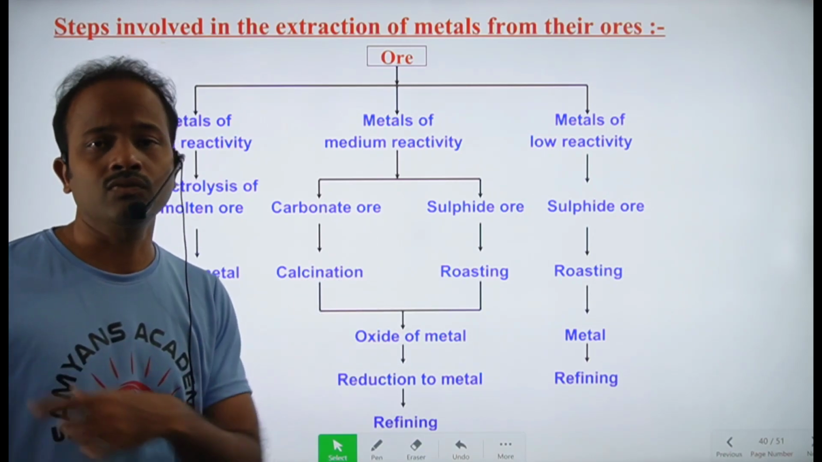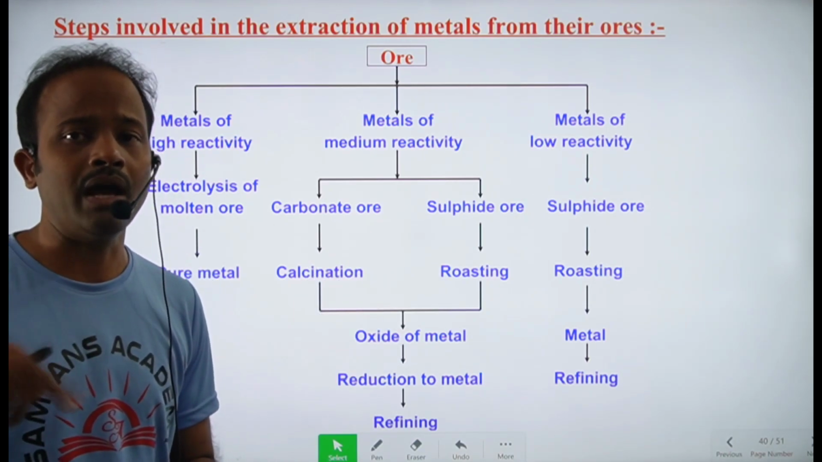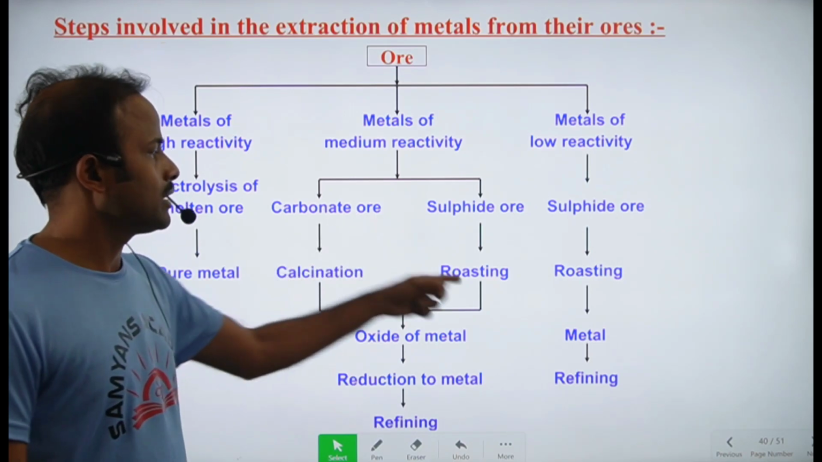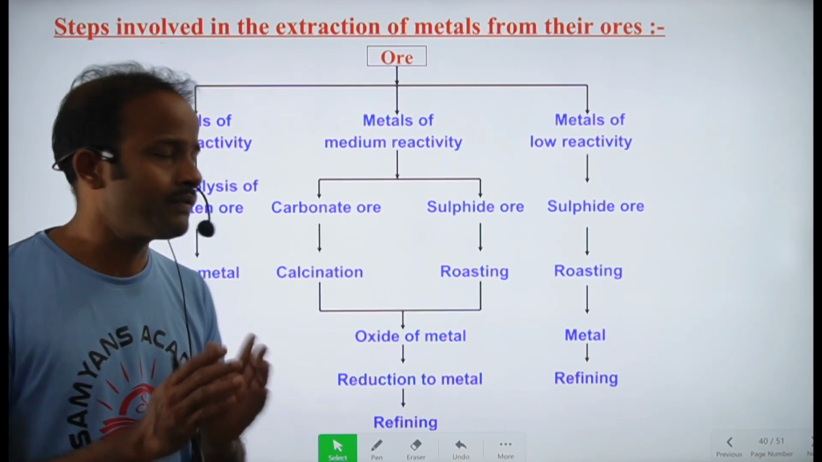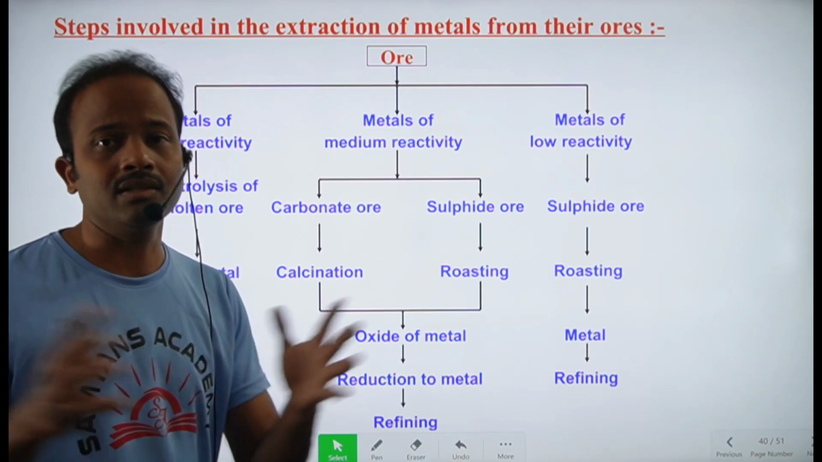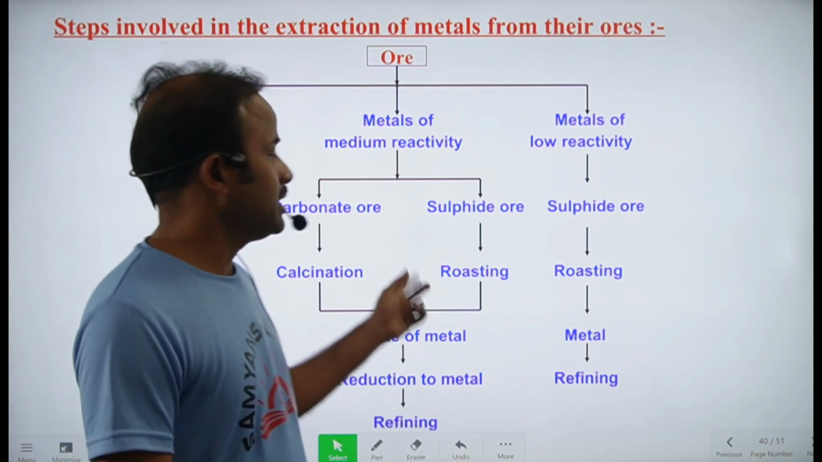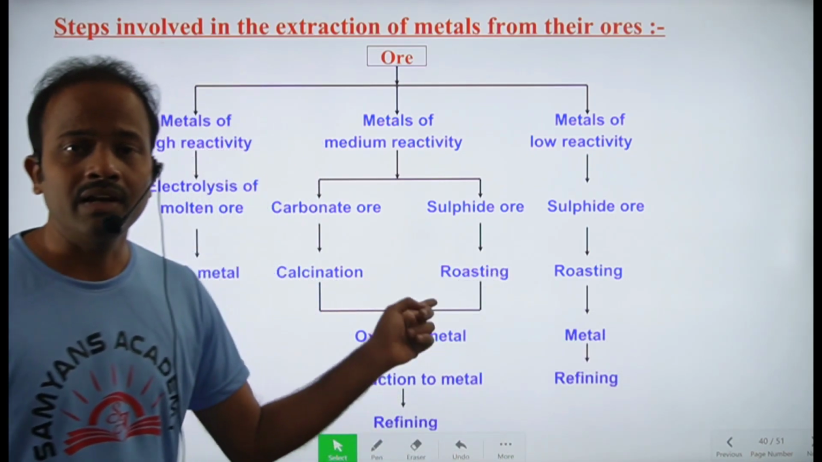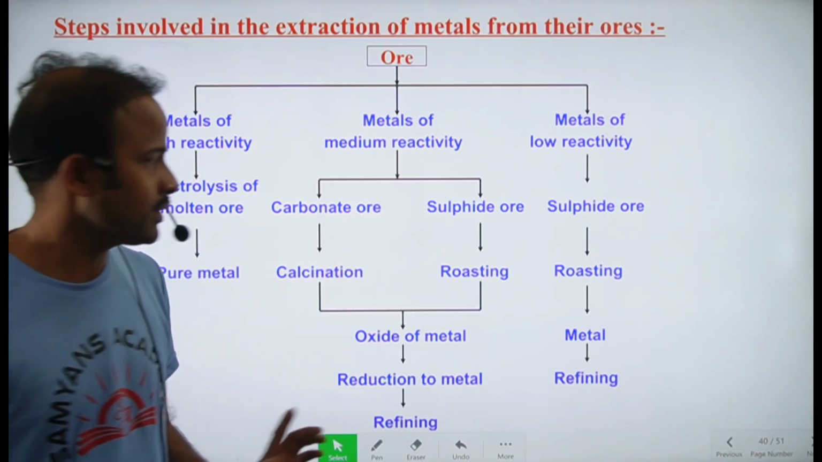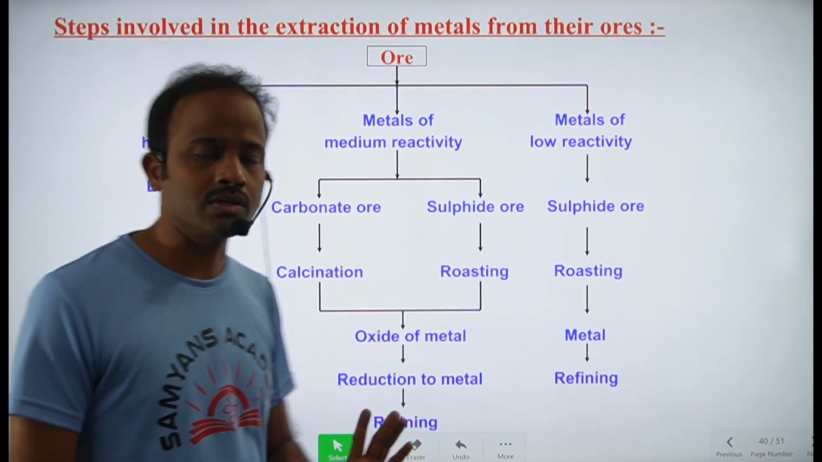So during that process what happened? The carbon dioxide is removed as a gas, right? In roasting, what we are doing is heating this sulfide ore in excess of oxygen. In that way we can remove the sulfide as sulfur dioxide. Okay, that process we call roasting.